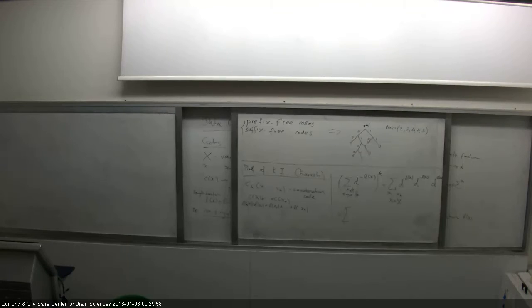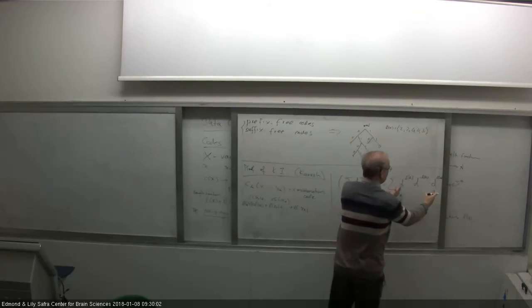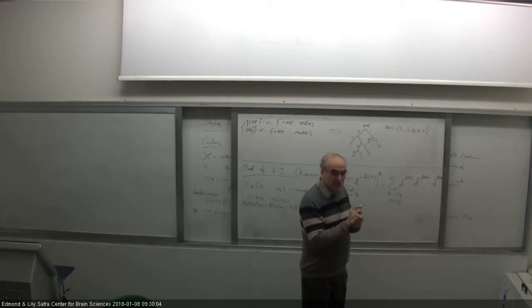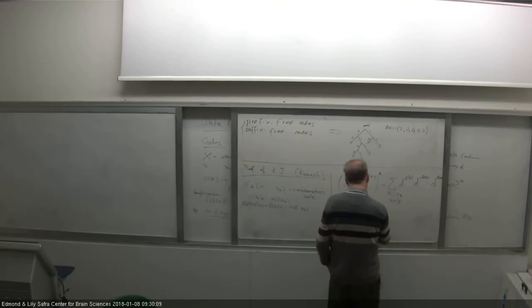So I want to group these terms in another way according to the length of the code. So first of all, what I have here is d to the minus (L of x1 plus L of x2, and so on up to L of xk).